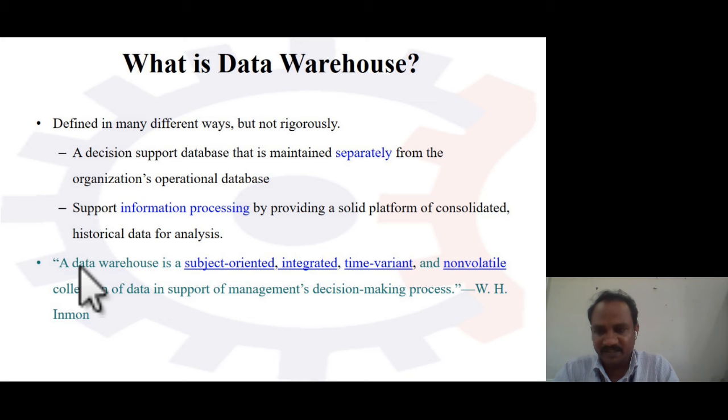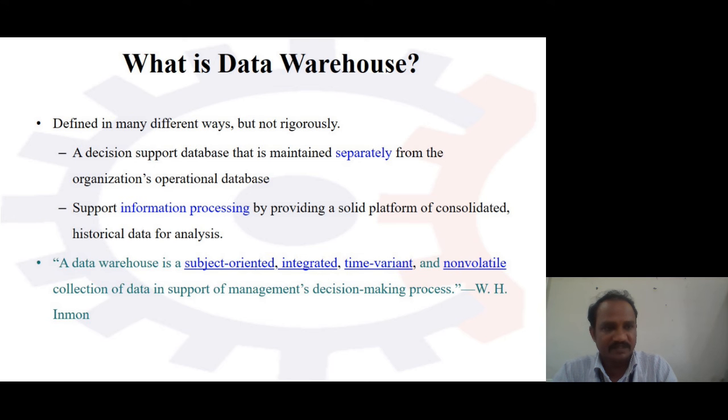Now we will see the definition of data warehouse defined by W.H. Inmon, who is the father of data warehouse. According to W.H. Inmon, a data warehouse is a subject-oriented, integrated, time-variant and non-volatile collection of data in support of management's decision-making process. These four are the features of data warehouse. Now we will see these features in detail.